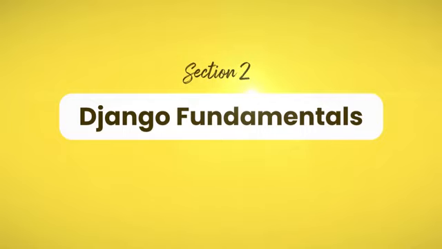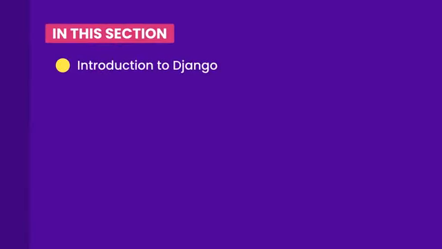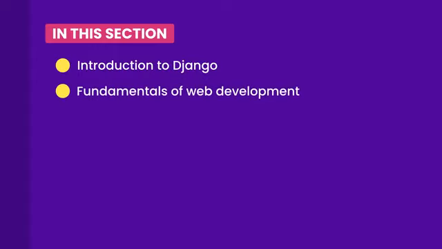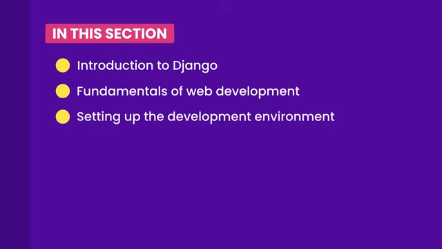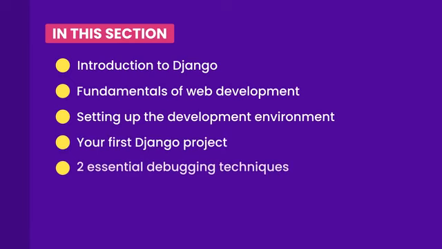Welcome back to the Ultimate Django course. In this section, we're going to talk about the basics of Django. First, I will give you a quick introduction to what Django is and why it's so popular. Then we'll talk about the fundamental web development concepts that every web developer must know. Next, we'll set up our machine for development and create our first Django project. Once that project is up and running, I will show you 2 essential techniques for debugging Django applications. This is going to be a short and sweet introduction to Django, so let's jump in and get started.